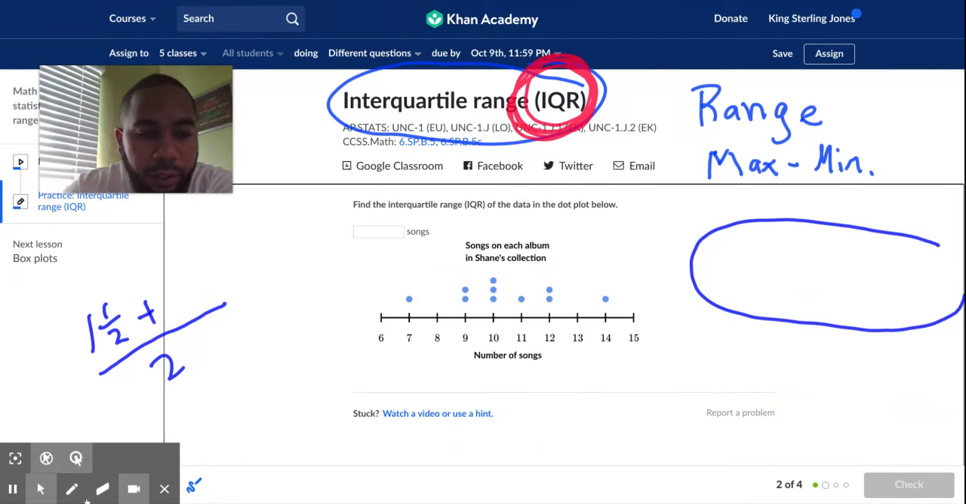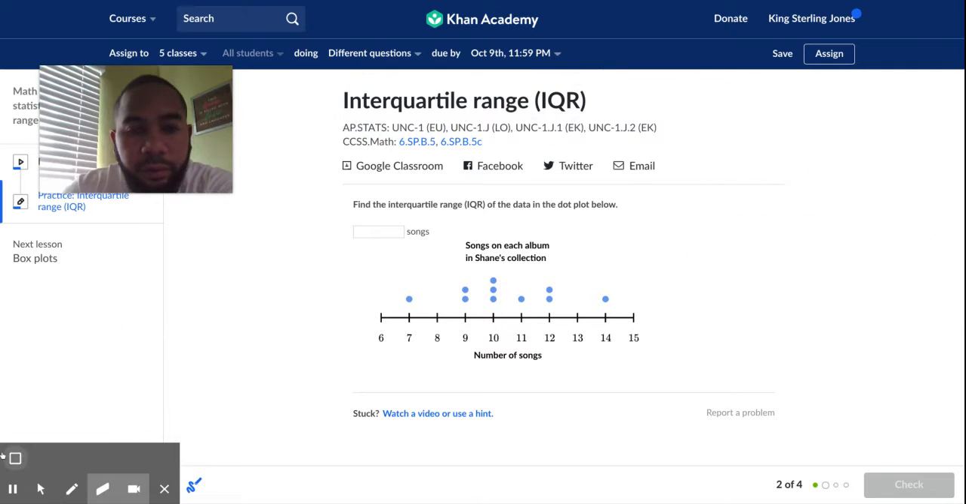Let's clear the screen. The interquartile range. Now, this gets a little difficult. They're trying to trick you. They didn't give you numbers. They represented the numbers as a dot plot, which is why I gave you guys dot plots first. So what does this mean?